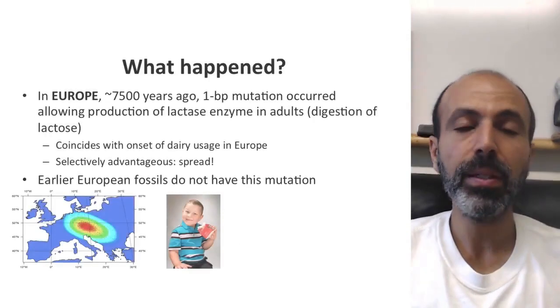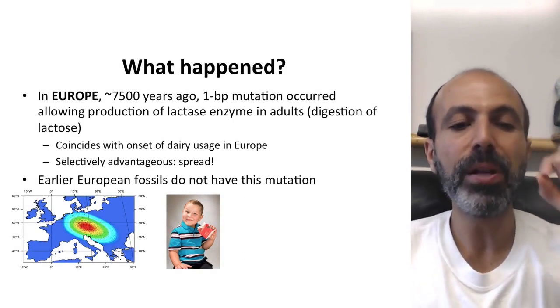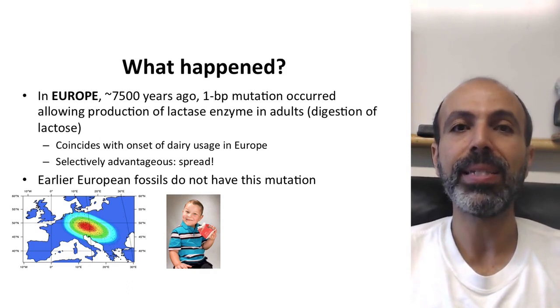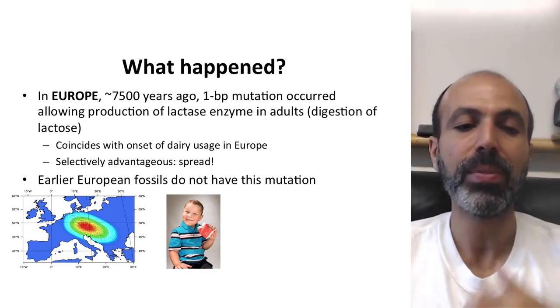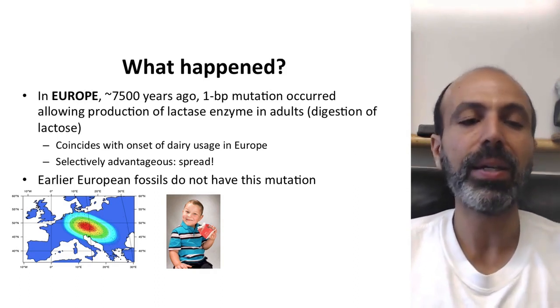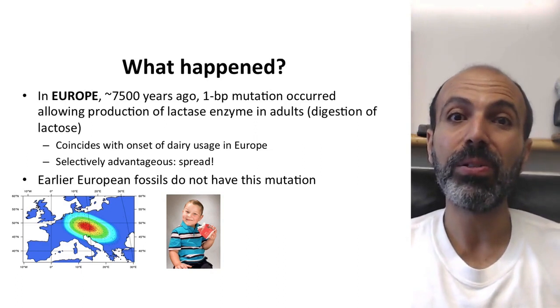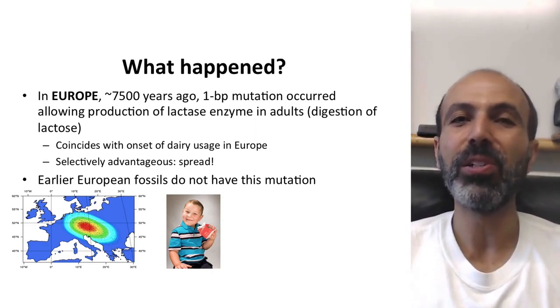Well, it was found that in Europe, about 7,500 years ago, there was a one base pair mutation that happened that allowed production of lactase enzyme. This is the enzyme that breaks down lactose and makes it so you don't have these stomach problems. It breaks down lactose in adults. It allows you to digest lactose. Now, this timing, this 7,500 years ago, coincides with the onset of dairy usage in Europe.